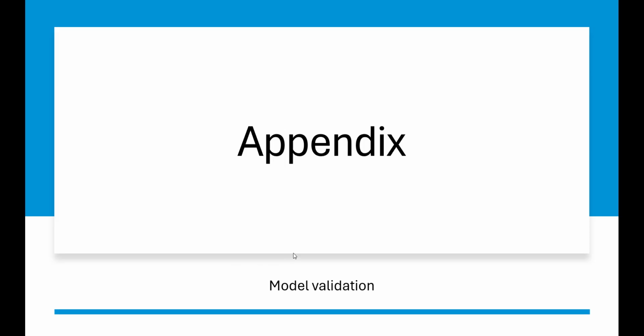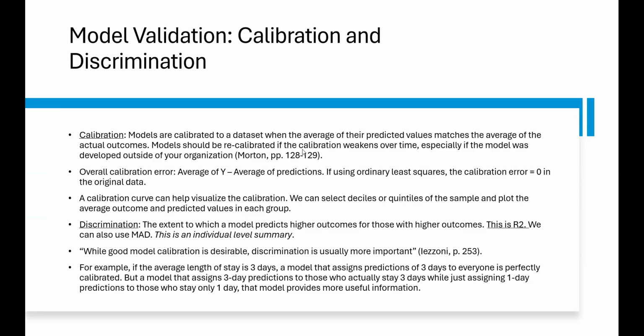And here in the appendix is something on model validation, and that can tell you about calibration and discrimination. This is more important when you're doing predictive modeling, but it's a key part of that, so I wanted to include that. Thank you, everyone.